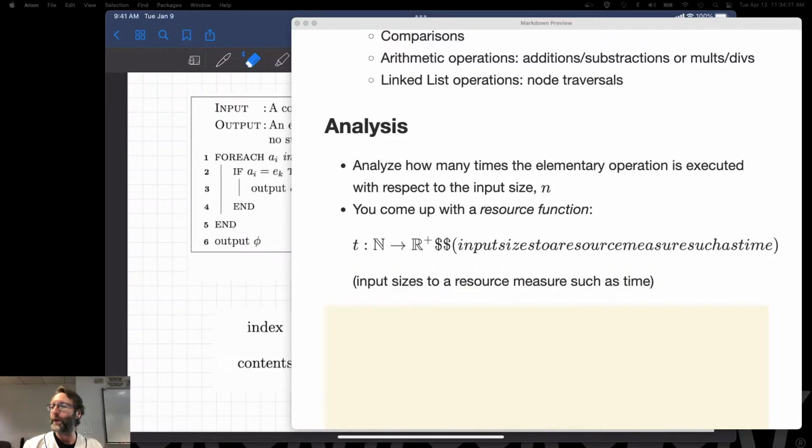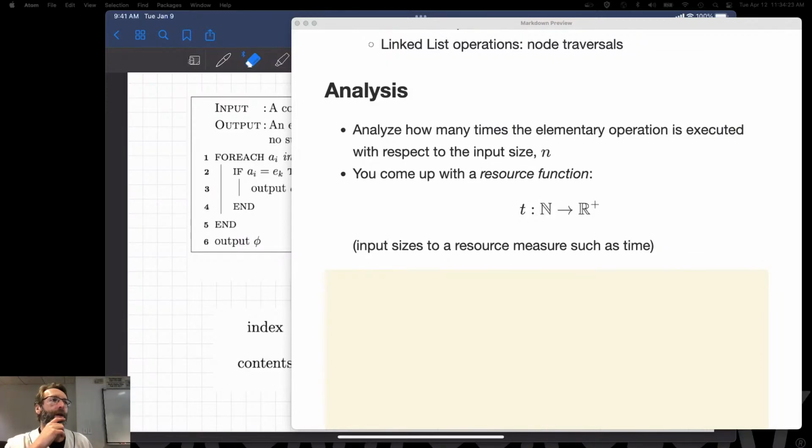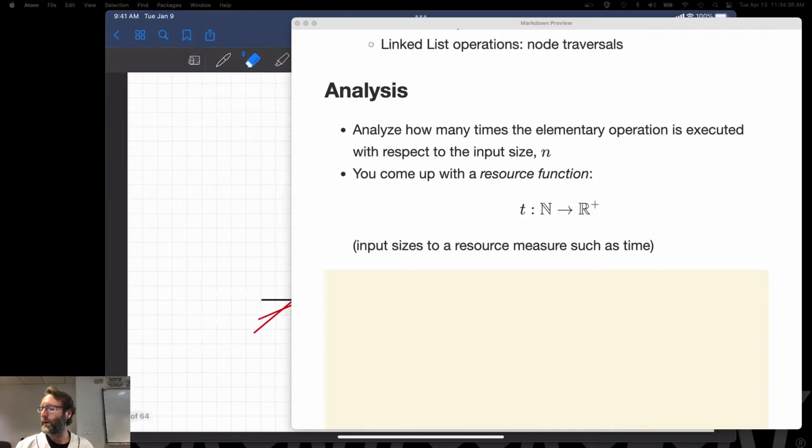And what does it look like if I do it like that? There we go. Nice. So I labeled it as t, and it has a domain and a codomain here. Input sizes are a resource measure, and a resource measure such as time. Okay. Do we know those symbols there? If not, let's review or preview if you haven't been taking 235.